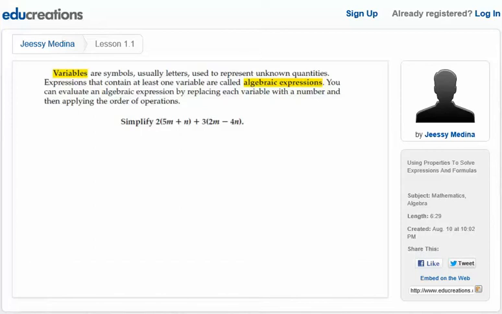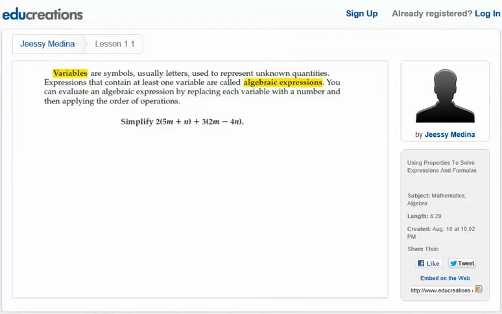We're going to work on right now is considering the concept of what a variable is, and that's usually symbols, and it doesn't have to just be x. In this case, we have m and n, and they represent unknown quantities, so we can do substitution. And an expression that contains at least one variable is going to be known as an algebraic expression, and when we have an equal sign, it's going to be known as an equation.